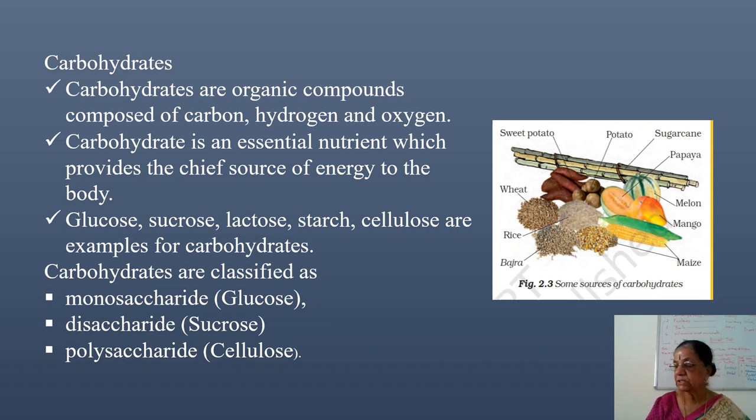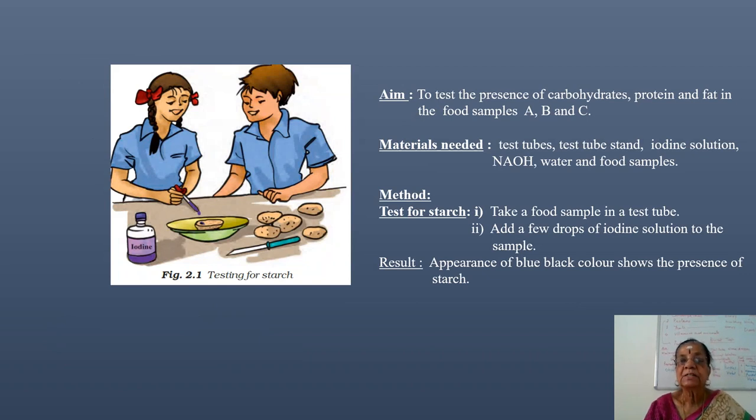So what is the classification of carbohydrate? They are monosaccharide, example glucose, disaccharide, example sucrose, and polysaccharide, example cellulose. Is it clear? The next one is a test for starch. Yesterday we were learning tests for food components. It is the starch iodine test.